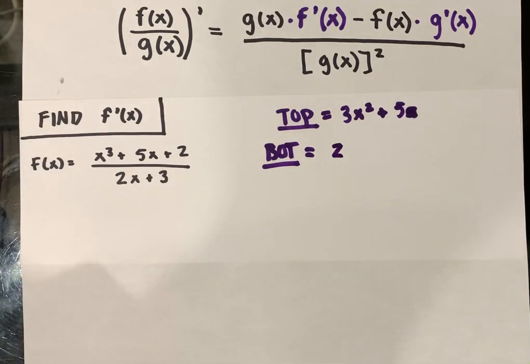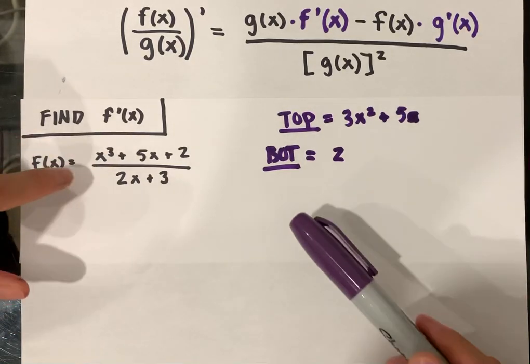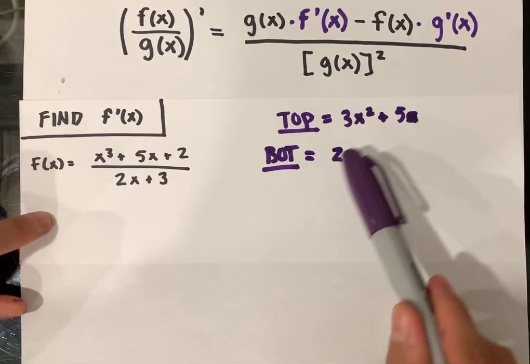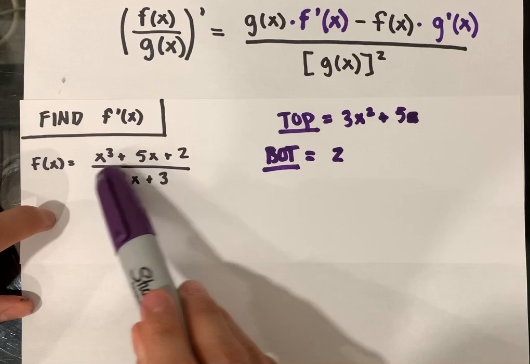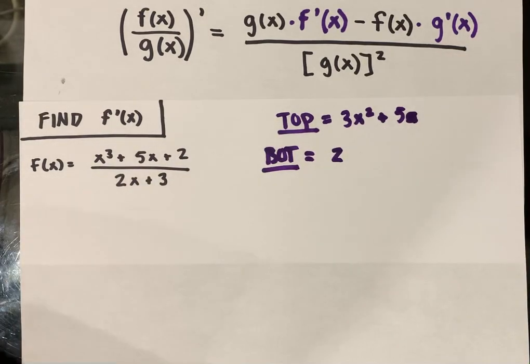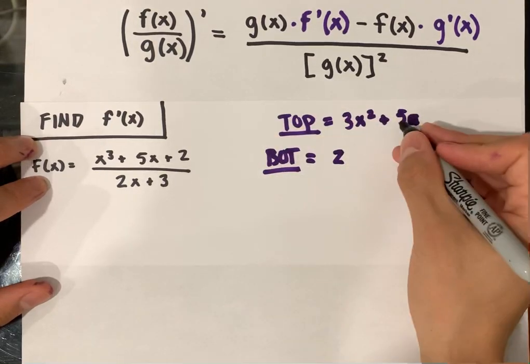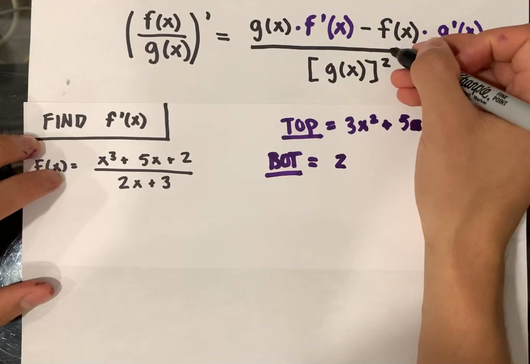In case you don't know what the power rule is, let's do, say for an example, we have x cubed. We're going to bring down the 3, the power 3 comes in front, and we're going to subtract 1 from the exponent. So x cubed turns into 3x squared. Now what we're going to do is we have our derivatives and we have our originals. So let's just plug it into this equation.